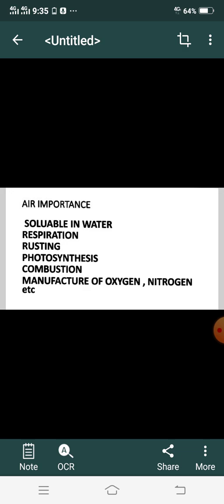If there is no oxygen in air, then how does the combustion process occur? So once again, oxygen is very important in order to carry out the combustion process. And similarly, manufacture of oxygen and nitrogen gases is also carried out from air.